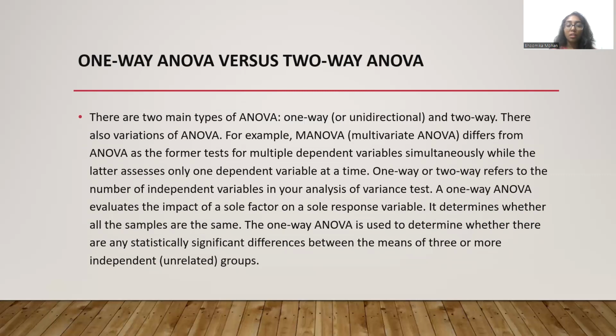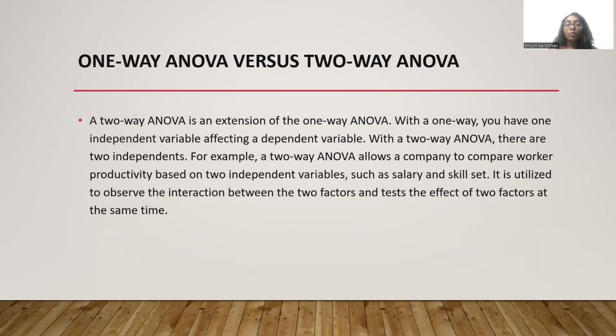One-way or two-way refers to the number of independent variables in your analysis of variance test. A one-way ANOVA evaluates the impact of a sole factor on the sole response variable. It determines whether all the samples are the same. The one-way ANOVA is used to determine whether there are any statistically significant differences between the means of three or more independent unrelated groups. A two-way ANOVA is an extension of the one-way ANOVA.